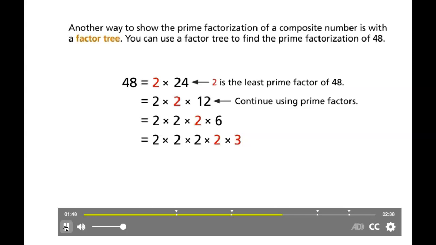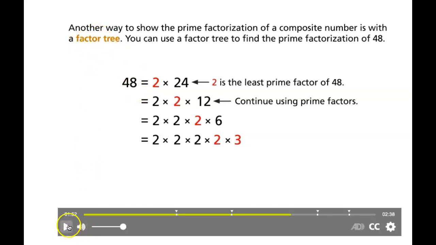Another way to show the prime factorization of a composite number is with a factor tree. But before I go to the factor tree, these are just looking at the 2 factors, all right? Then factor it again, and then factor it again until you cannot get any more factors, because these are all prime numbers. So 2, 2, 2, 2, and 3 are prime numbers already that you multiply together, and it becomes 48. So the next example is showing us the factor tree.